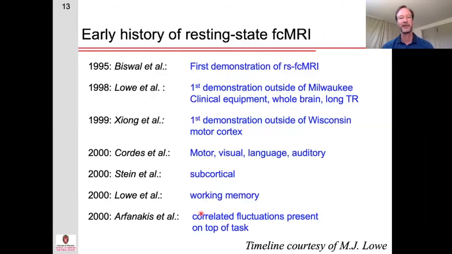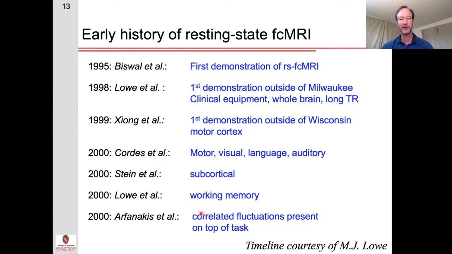If you look at the early history of resting state functional connectivity MRI, as I mentioned, in 1995, Bharat Biswal published his paper showing the first demonstration of this resting state connectivity. A few years later, Mark Lowe here at the University of Wisconsin-Madison demonstrated that this effect could be seen outside of Milwaukee, and it could also be done on clinical equipment, a whole brain with a long TR. A year later, there was the first demonstration outside of Wisconsin.